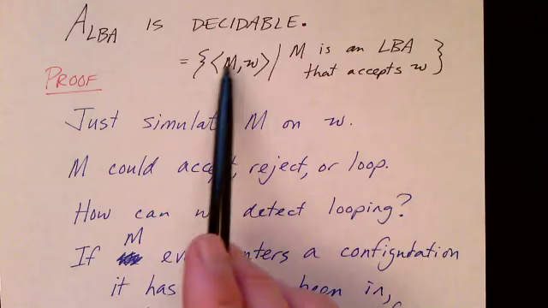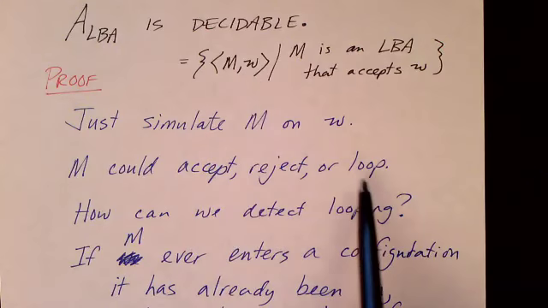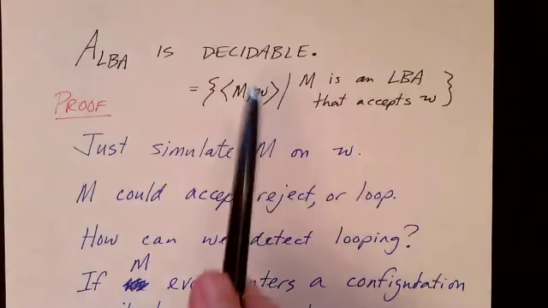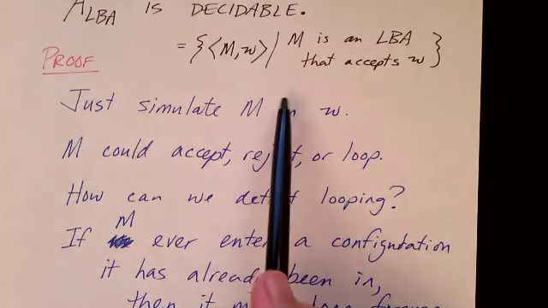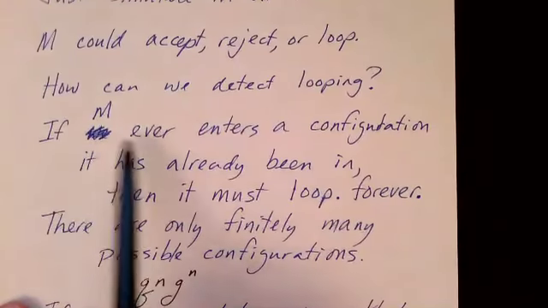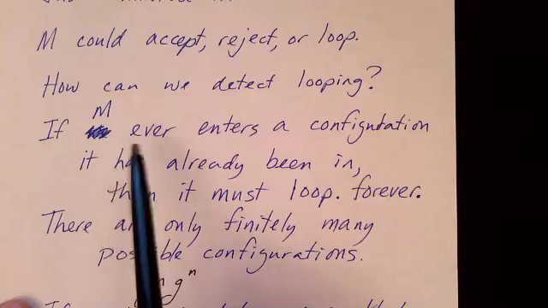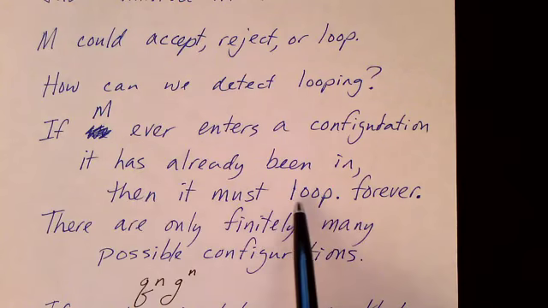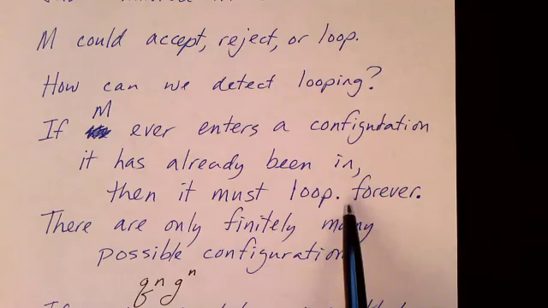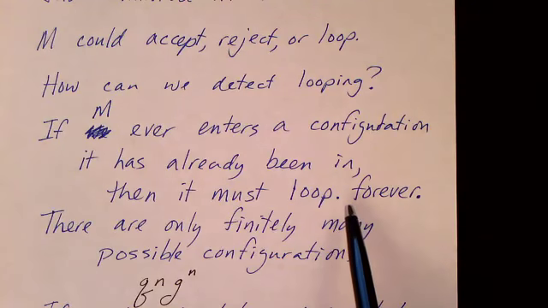The machine could accept or reject, but it could also loop. And so how can we say this is decidable? How can we detect that M is looping on W? Well, consider this. If the machine ever enters a configuration that it's already been in, then it'll loop forever. The configuration describes the entire state of the machine. And if it enters a configuration that it's already been in before in any particular computation, then it will do exactly the same thing as it did before, and it will loop.